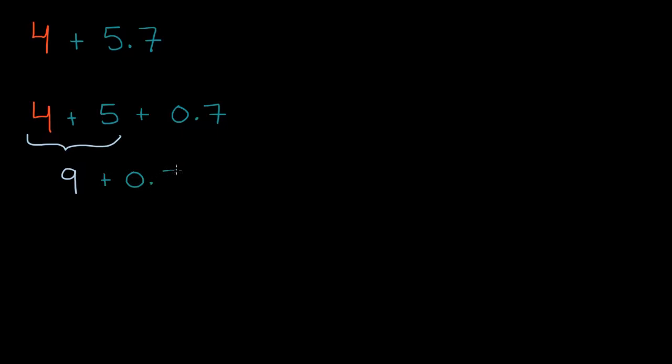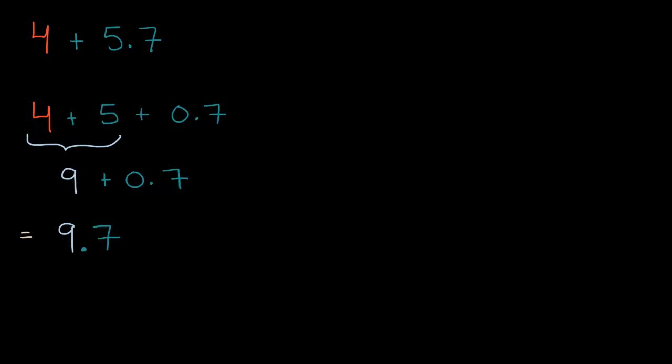So it's going to be 9 and 7/10, which I could write as 9.7. And even though in future videos we're going to learn other ways of adding decimals, especially larger, more complicated decimals, this is still how my brain adds 4 plus 5.7, especially if I need to do it in my head. I say, okay, 4 plus 5 is 9, and then I have that 7/10, so it's going to be 9 and 7/10, or 9.7.